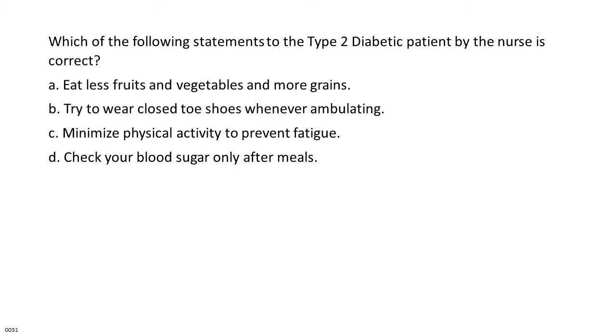Which of the following statements to the type 2 diabetic patient by the nurse is correct? A. Eat less fruits and vegetables and more grains. B. Try to wear closed-toe shoes whenever ambulating. C. Minimize physical activity to prevent fatigue. D. Check your blood sugar only after meals.